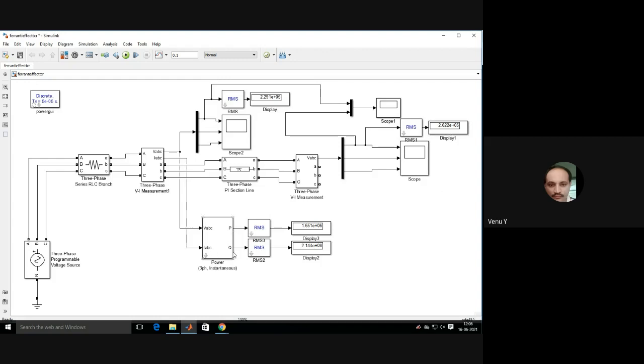So this is the power measurement. VABC and IABC are the inputs. P and Q are the outputs. This is the instantaneous value. To get the RMS value, let us use the RMS block, and you can have the display here so that you can measure P and Q. Okay, the P is very low and Q is very high due to low resistance and high inductance of the line.